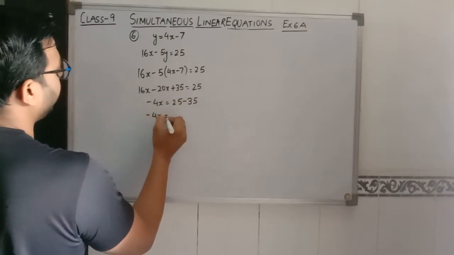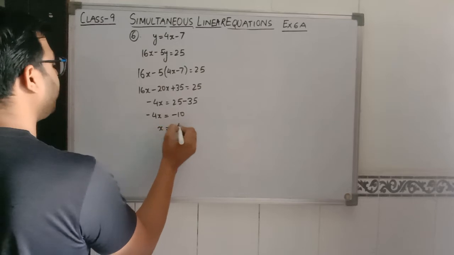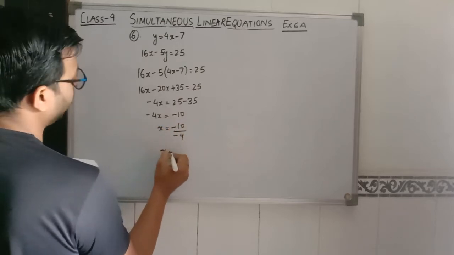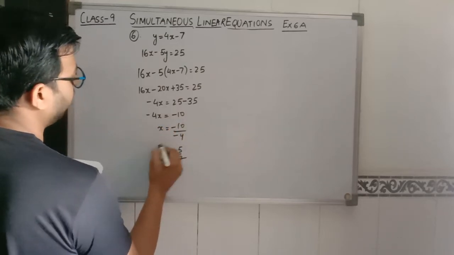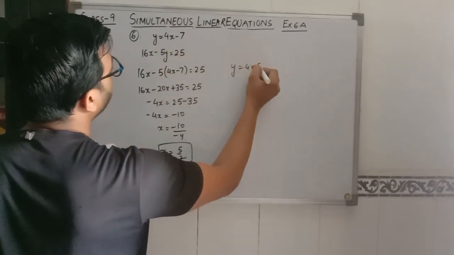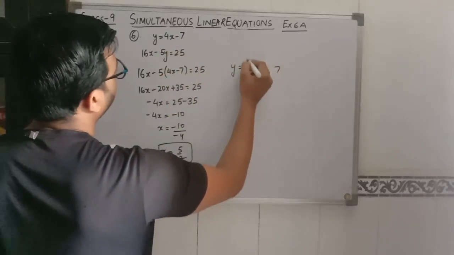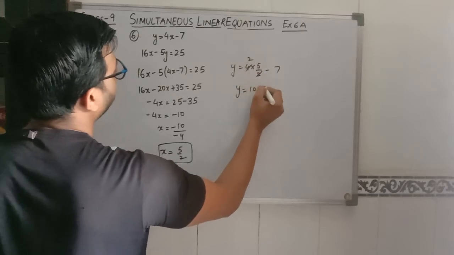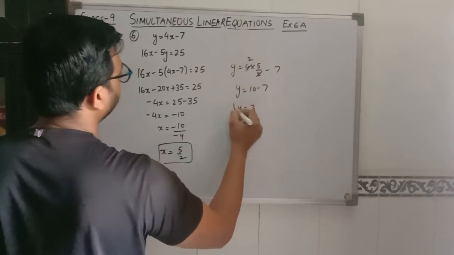So minus 4x is equal to minus 10. x is equal to minus 10 by minus 4. So x is equal to 5 by 2. The value of x is coming. Now place it here. So y is equal to 4 into 5 by 2 minus 7. So the value of y will be 10 minus 7. The value of y will be 3.